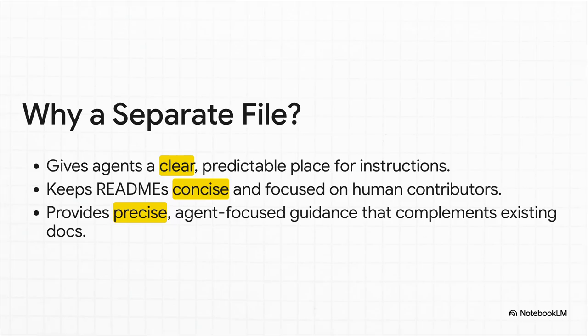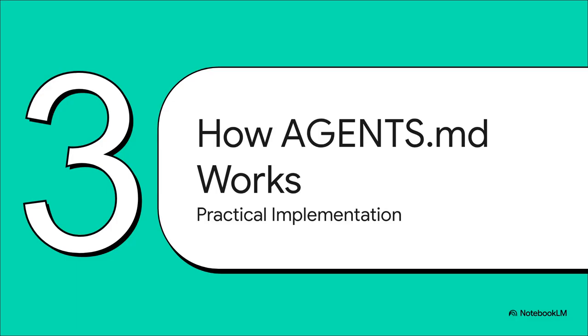So you see, the big idea here is that this separation is a win-win for everybody. The AI agents get a clean, predictable file they know to look for, your README stays tidy and focused for your human contributors, and your AGENTS.md file becomes this perfect machine-focused sidekick to all your existing documentation. Okay, so the why is pretty clear. Now let's get into the how.